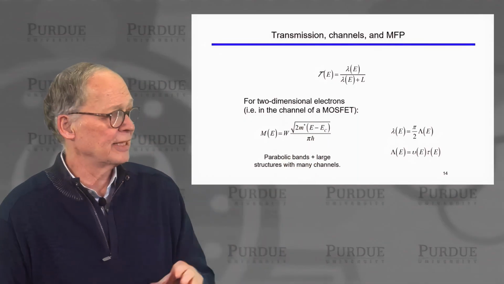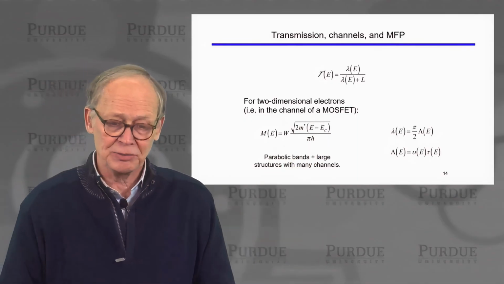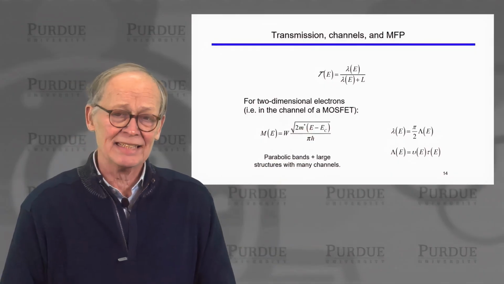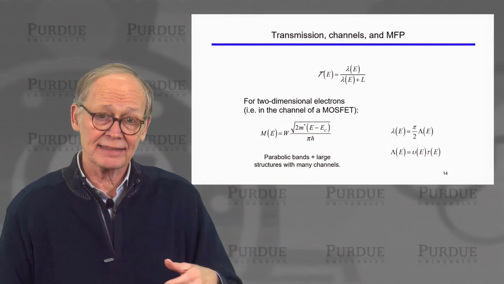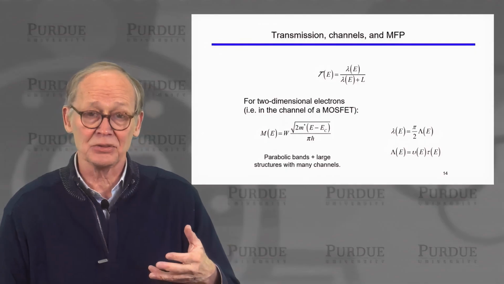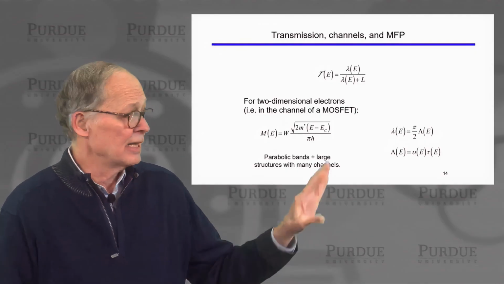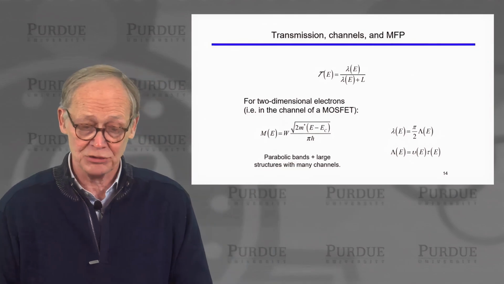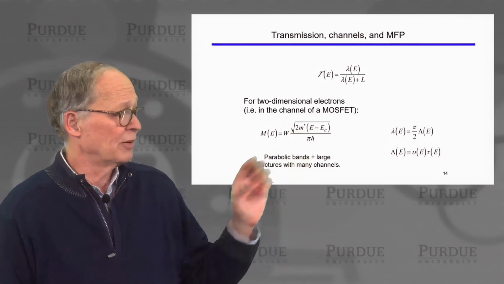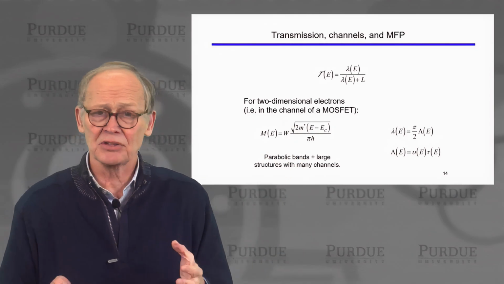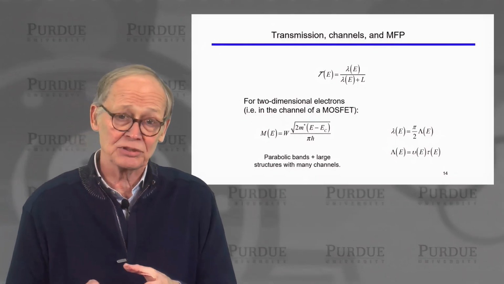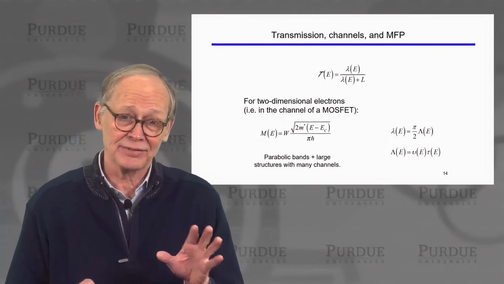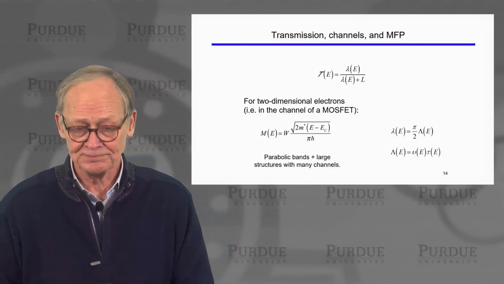So we've talked about some of the key parameters. We've talked about transmission, and we've talked about number of channels. In 2D, we would multiply the velocity times the density of states in 2D, which is independent of energy, and this would be our expression for the number of channels versus energy in 2 dimensions. We're assuming here that we have a parabolic band, we have large structures. In very small structures, you can actually count individually the channels, and that leads to some interesting effects we'll discuss in a minute or two.